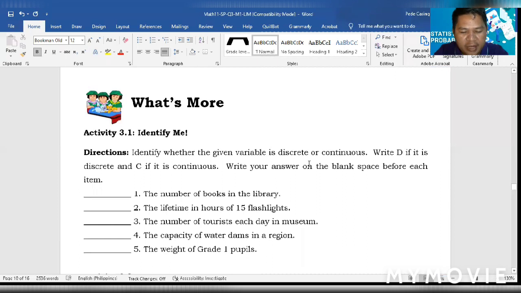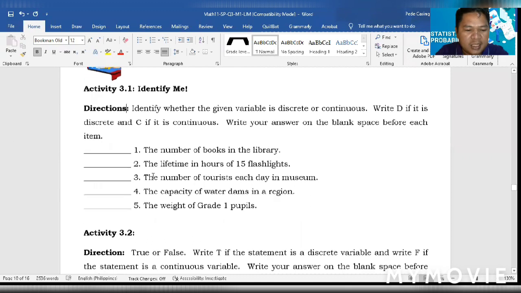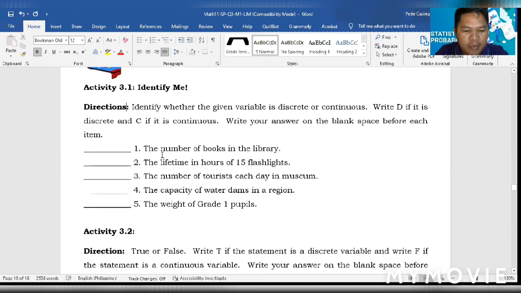Identify whether the given variable is discrete or continuous. Write D if it is discrete and C if it is continuous. Write your answer on the blank space before each item. So if you have your module, you can answer that one. So number one, the number of books in the library.